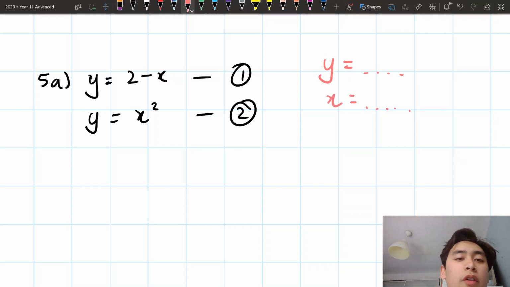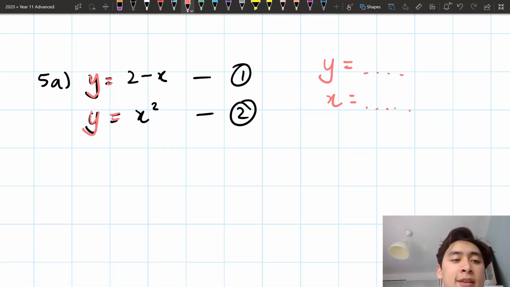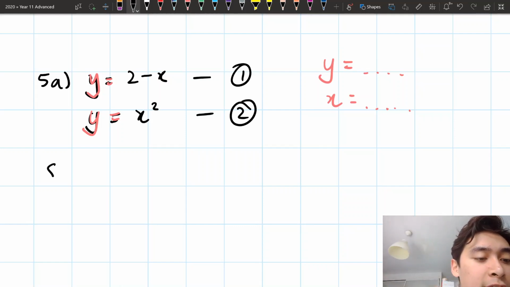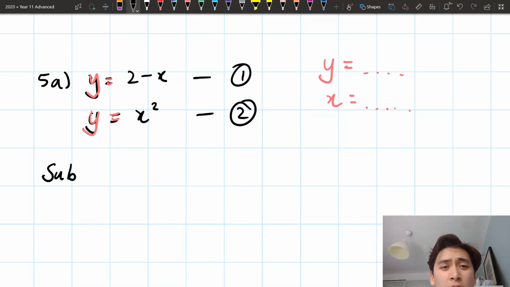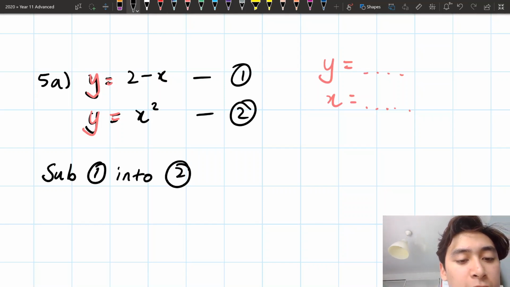Now, I said one of them. You can actually have both of them in this form, and it will still be fine, which is what you notice here. Both of my equations have y is equal to some expression of x. So I can deal with them both equally. Here they asked us to use substitution, so I don't need to rearrange any of my equations. I'm just going to sub 1 into 2, for example.